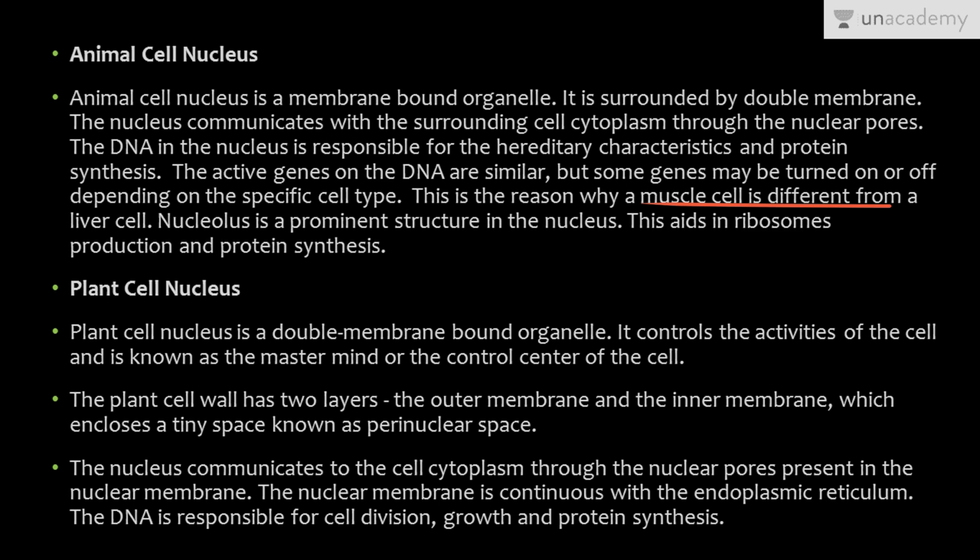Now, the plant cell nucleus is a double membrane bound organelle that controls the activities of the cell and is known as the mastermind or the control center. Common details: the nuclear envelope has two layers, the outer membrane and the inner membrane, which encloses a tiny space known as the perinuclear space. We also did that. The nucleus communicates with the cell cytoplasm through the nuclear pores present in the nuclear membrane. The nuclear membrane is continuous with the endoplasmic reticulum. DNA is responsible for cell division, growth, and protein synthesis.